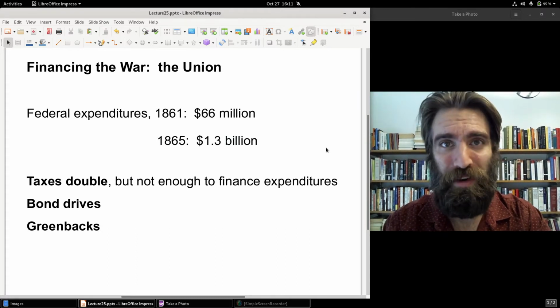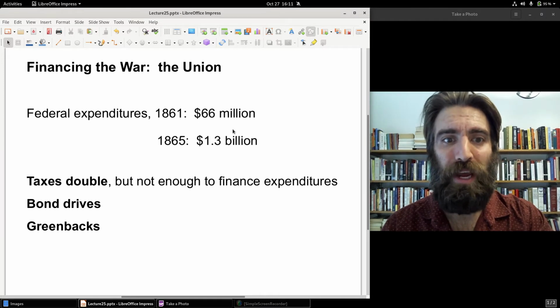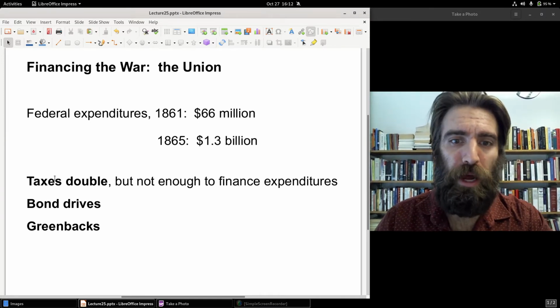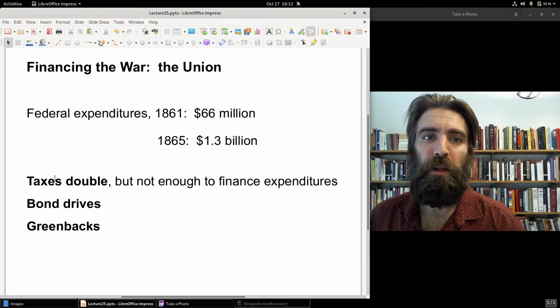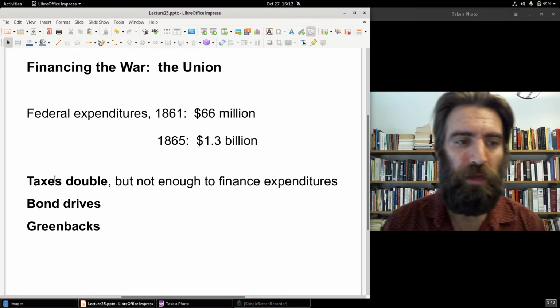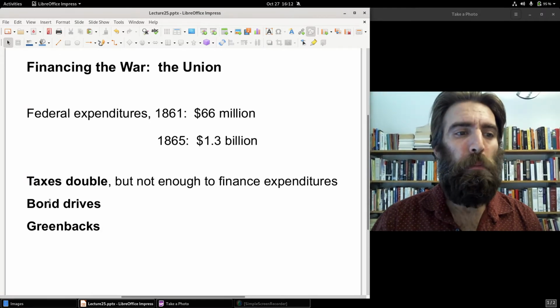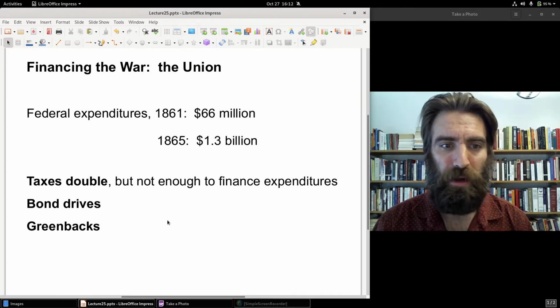Taxes alone aren't going to finance this. Okay, you can raise taxes, but you can't raise taxes this much. Taxes ended up doubling, so taxes went up a lot, but doubling taxes isn't going to cut it. And so the Union had to finance two other ways, and the Confederacy will do this too, less effectively: bond drives and greenbacks. Bond drives and greenbacks.